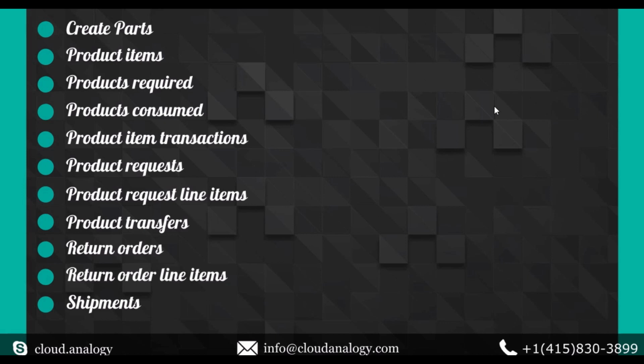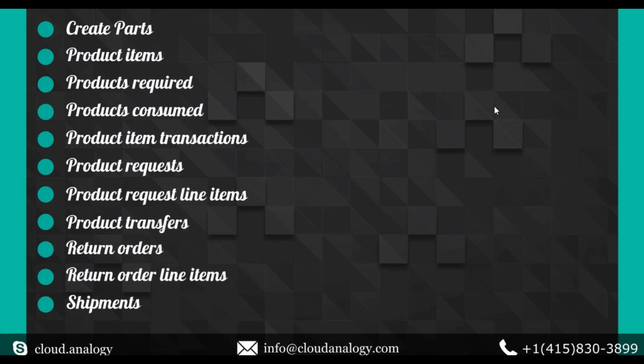Next is product request line items. They are basically subdivisions of a product request. Just like in Salesforce, we have opportunity and opportunity line items, similarly in FSL, we have these two objects. Our next one is product transfer. Product transfers track the transfer of product items between inventory locations.